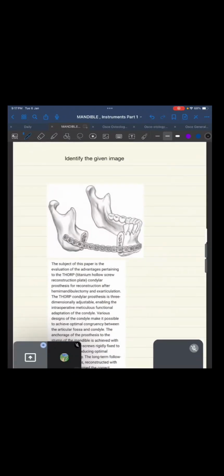Now, this is the image of Thorpe, which I told you. They can ask you to identify what is there. So you have to answer about Thorpe. These are the details given about Thorpe. Please go through it at your own time, and that should suffice from mandible.